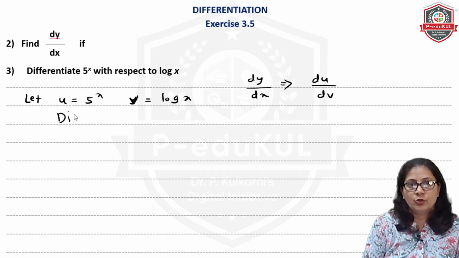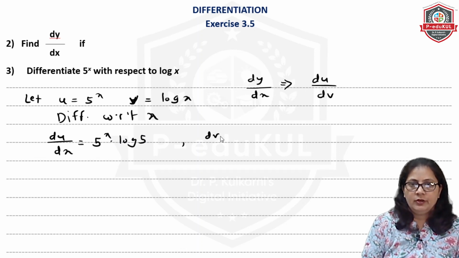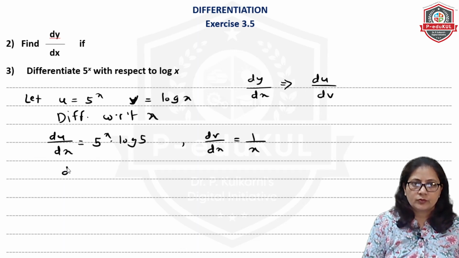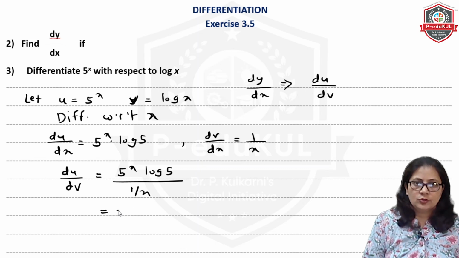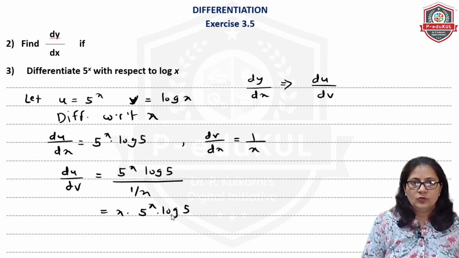So now I will differentiate both the function with respect to x. So this du by dx is equal to 5 raised to x log 5. Then dv by dx is equal to 1 upon x. And now I will calculate du by dv. So that will be 5 raised to x log 5 upon 1 upon x. So that will be x into 5 raised to x into log 5.